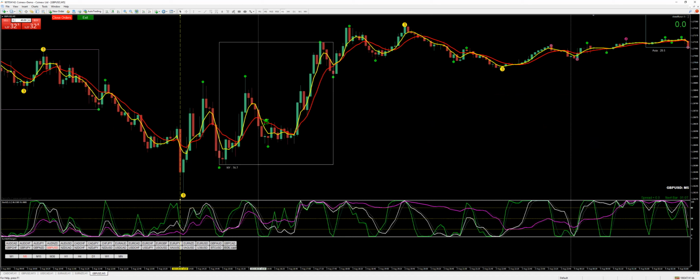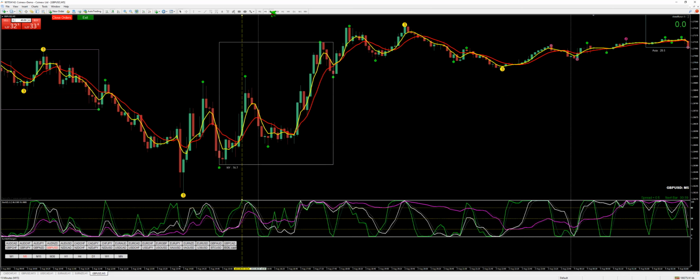So let's go to the 5. And I see the 5 turns over here. And as you know, the first time it breaks for a long-term break, it will come back and test it. So your first entry to the long side is over here after this retrace, right?